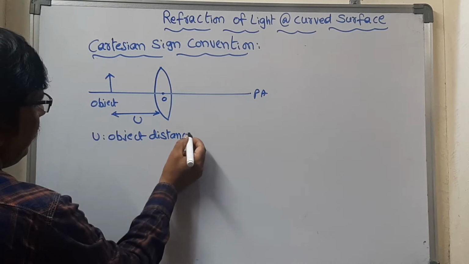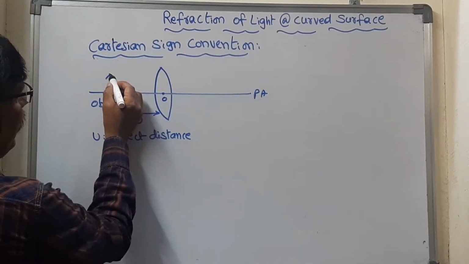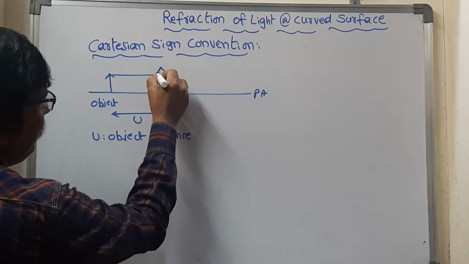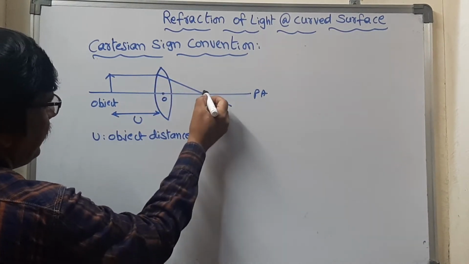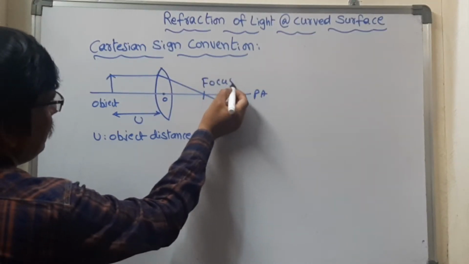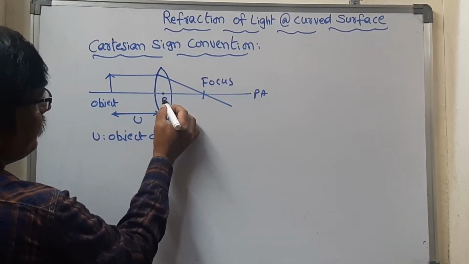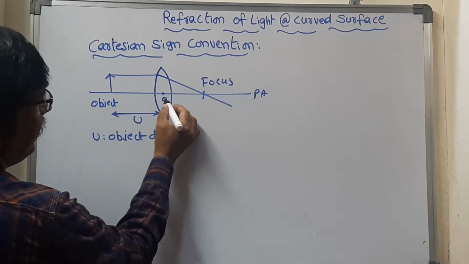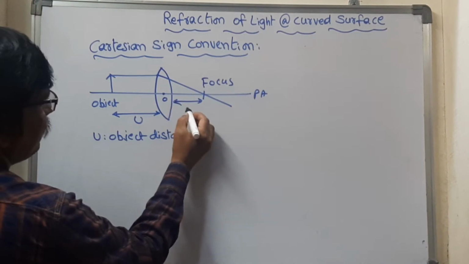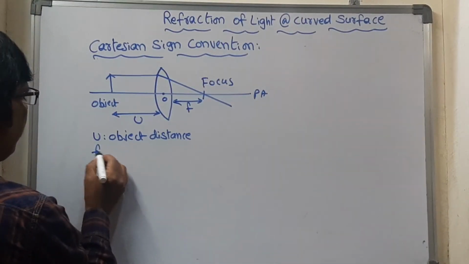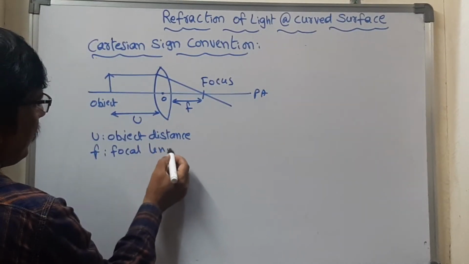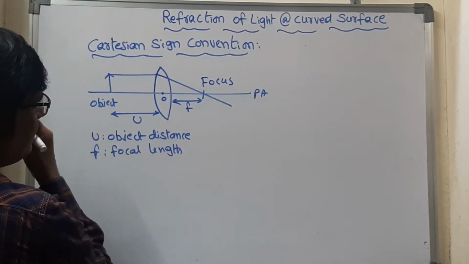Now let us take one ray. That ray travels towards the lens and forms the focus here. The distance between the optic center and the focus, we call the focal length. First of all, learn the term focal length.